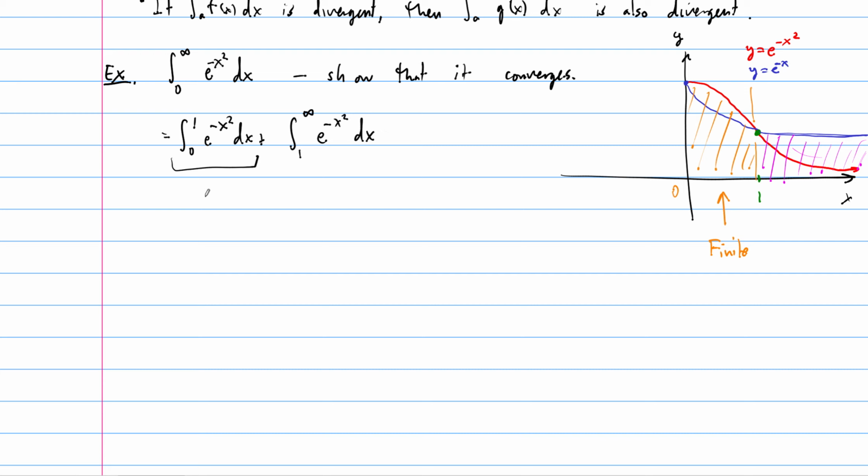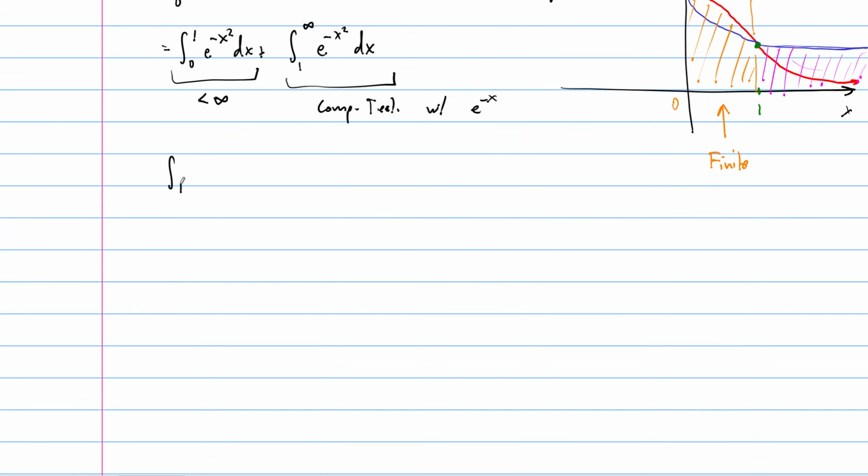Like we talked about, this one is finite, right? And so this one will use the comparison test. And we'll compare this with e to the minus x. All right, so the integral from 1 to infinity, e to the minus x squared dx must be less than or equal to, really strictly less than, right? The integral from 1 to infinity of e to the minus x dx. But this is one that we can compute, right? This one we can use our definition, replace the infinity with our limit, right? E to the minus x dx.